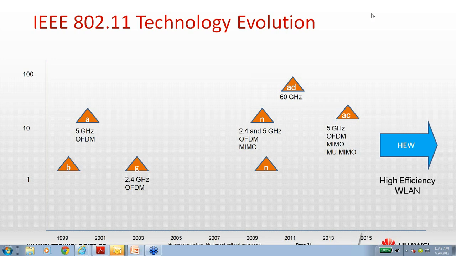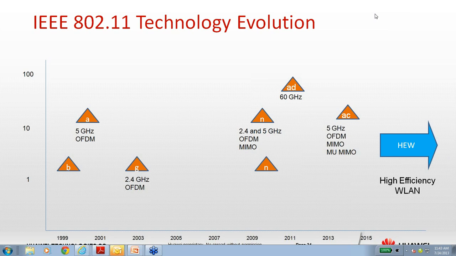11AC is more of an evolution of 11N, so it operates only in the 5 gigahertz band. It's based on an OFDM PHY layer. It includes MIMO support, but unlike 11N, it also includes multi-user MIMO. 11N introduced MIMO for a single user, so transmission from a number of antennas can go to a single device. In multi-user MIMO, transmission from a number of antennas can go to multiple devices, so the access point can transmit to multiple devices or multiple stations at the same time.